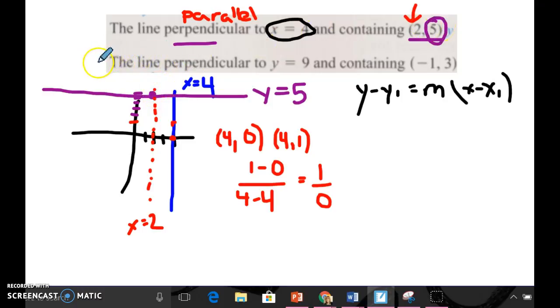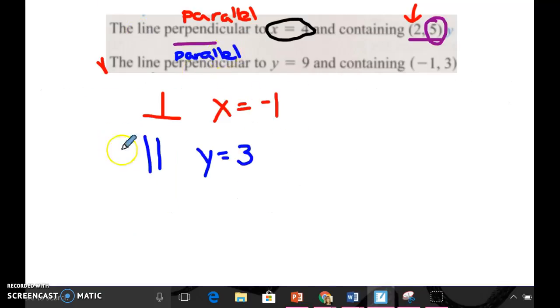Okay? I want you to pause the video. I want you to try this one. Write an equation of the line that's perpendicular, and I want you to write an equation of the line that's parallel. Write both. Okay, pause the video and try this one now. If you need to sketch it out, sketch it out.